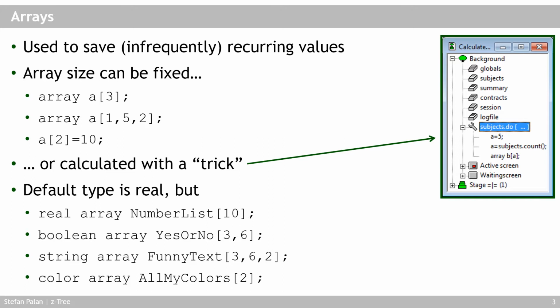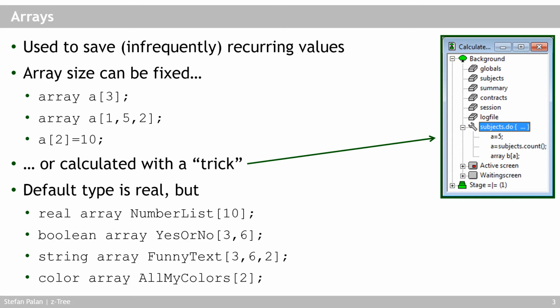You would define an array by saying array and then the name of the array. In this case, it's called A, and it's set to contain 3 elements, and these are indexed 1, 2, 3. You could also create an array that has the index values going from 1 to 5 in steps of 2. So the indexes would be 1, 3, 5. I don't know where this makes sense. I've never used it.